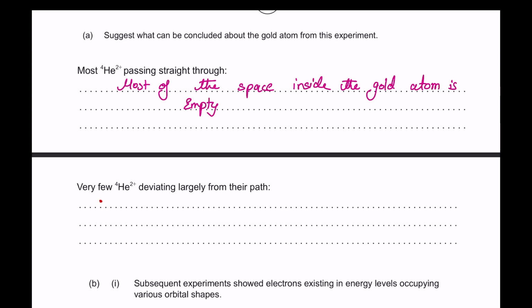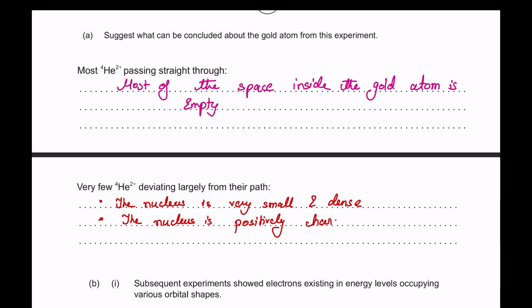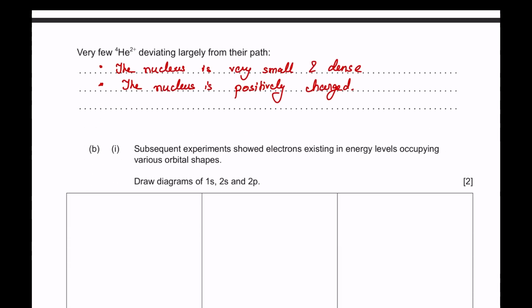So the first part is the nucleus is very small and dense. The second thing is the nucleus is positively charged. That's all about this part A. Now let's move on to part B.